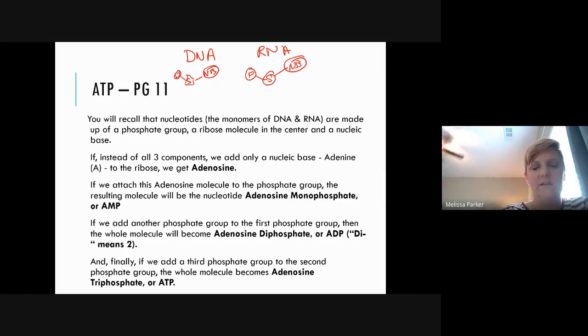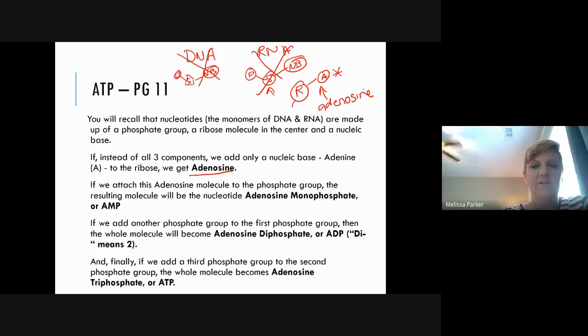So what they're saying is if you just take the ribose and then the adenine, which is a nucleic base, then you get adenosine, okay? So this right here is adenosine, not this, not this, just this right here. So if we attach this adenosine molecule to the phosphate group, the resulting molecule will be the nucleotide adenosine monophosphate.